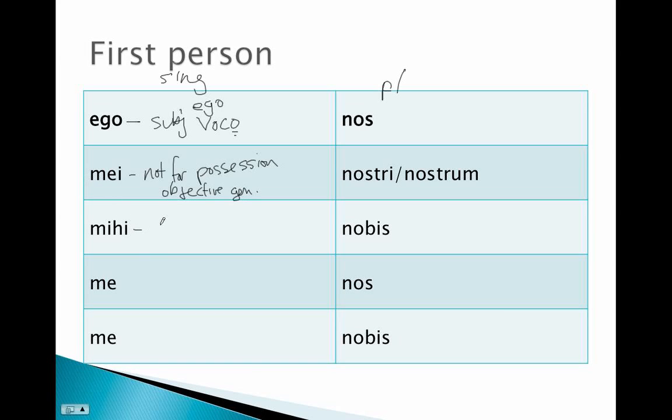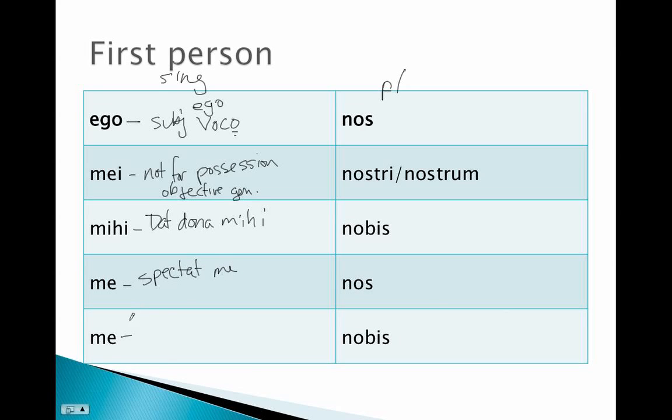Mihi, the dative, is used in all your regular dative uses. So it can be, he is giving, he gives, dat dona mihi. He gives gifts to me. Me, the accusative, direct object. So we could say spectat me, he sees me, he looks at me.